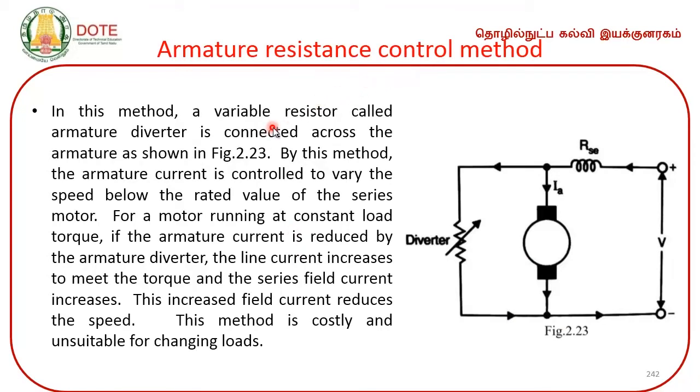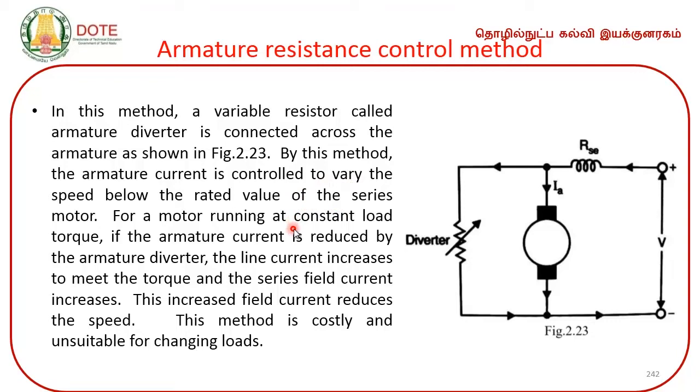In this method, a variable resistor called armature diverter is connected across the armature. This is somewhat different to the previous one, where we had a diverter across the field coil in the previous slide, whereas here we are having a diverter across the armature, that is, in parallel to the armature. By this method, the armature current is controlled to vary the speed below the rated value of the series motor.